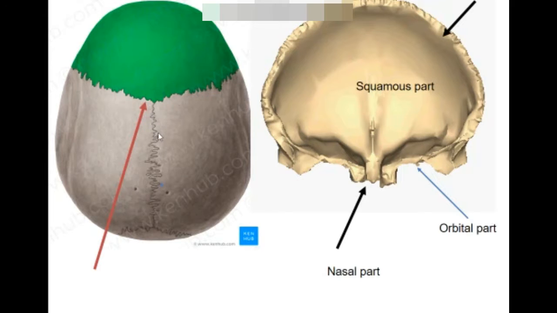Along the midline, we have the sagittal suture, which lies in the sagittal plane. It separates the two parietal bones.